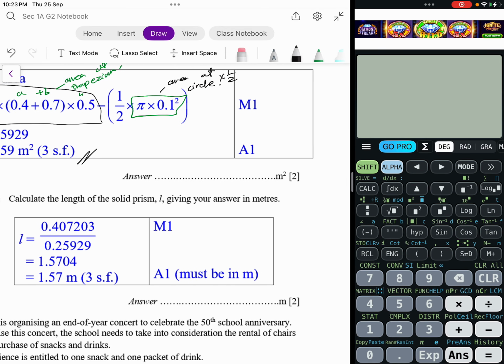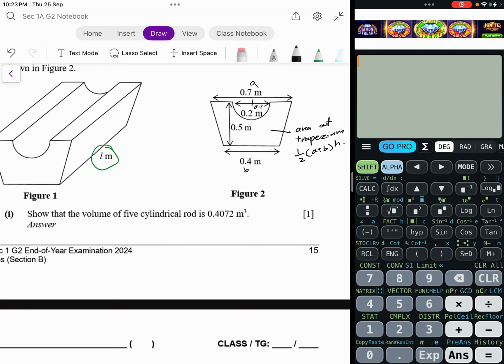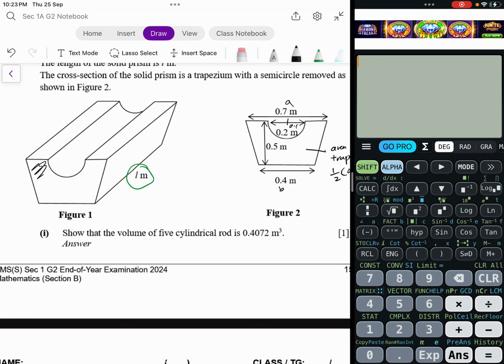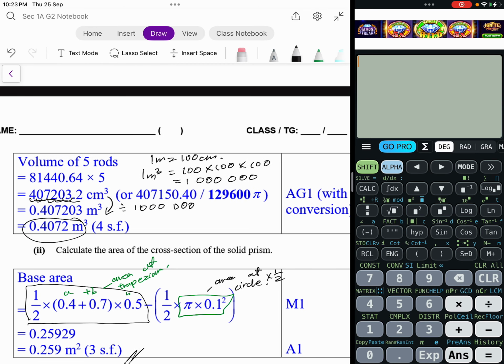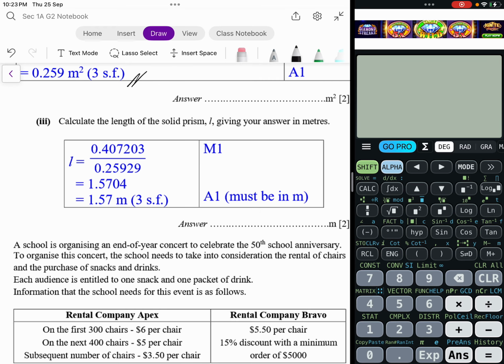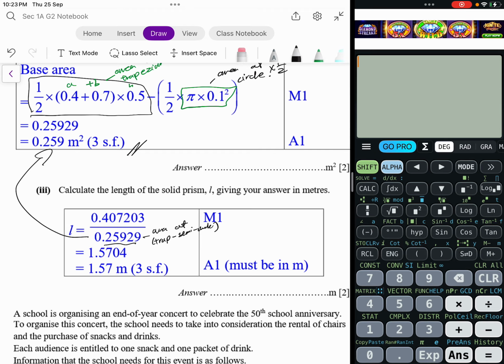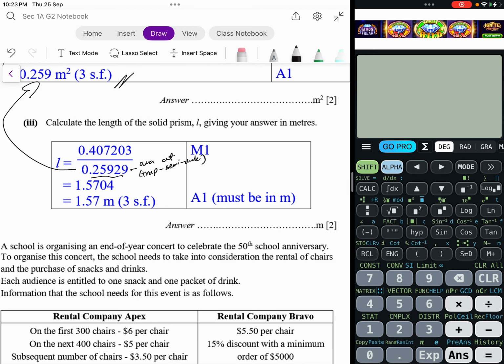Okay, then you say calculate the length of the solid prism. So it's the same, alright? So your prism is, this is your base area. So your base area times height will give you your volume. So your volume is here. Your volume is already here. So what you will do is you will take this volume divided by the base, the area of trapezium minus semicircle. Okay, which is this one. Alright, then you divide, then you will get the length.